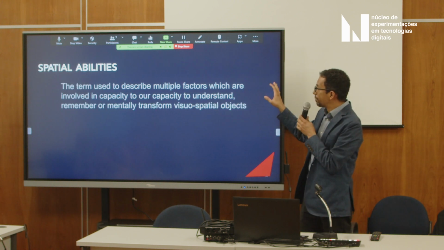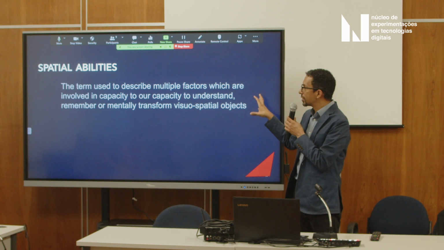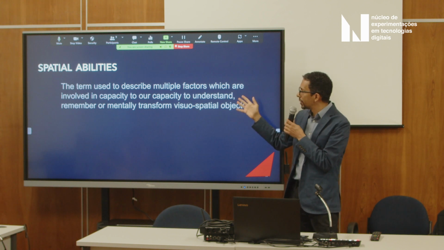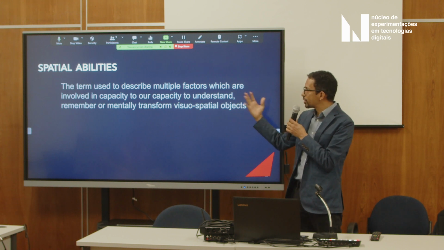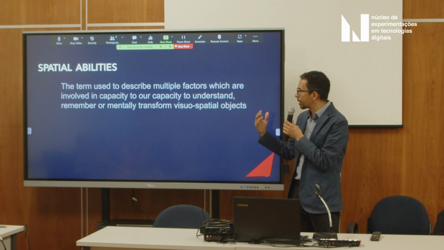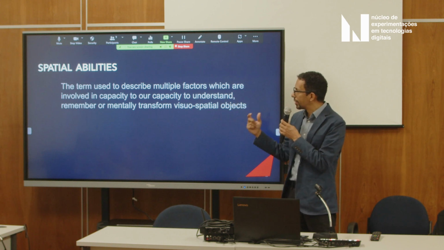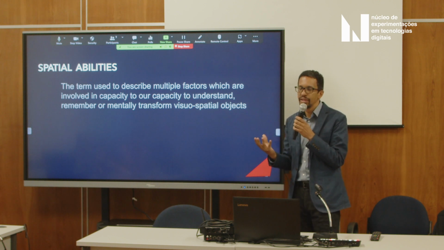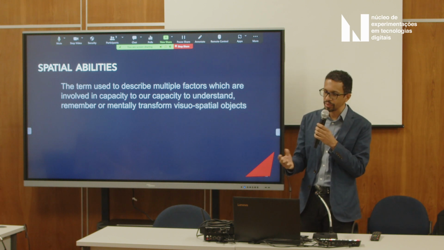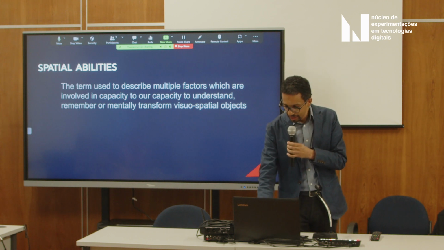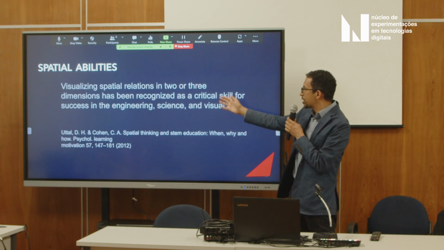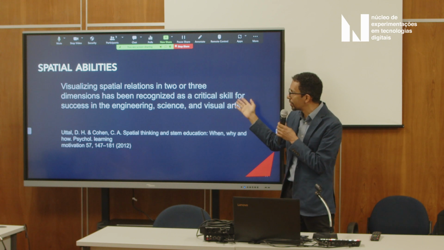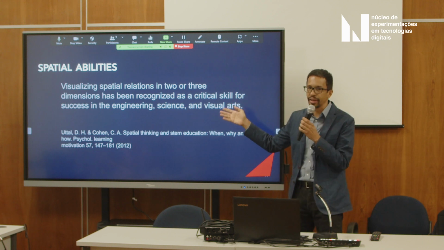The other important concept here is spatial abilities, right? Spatial abilities is basically the term that we use to describe all the multiple factors that are involved in our capacity to understand, remember, and mentally transform visual spatial objects, right? So seeing an object from a different perspective or rotating an object in your mind. Again, this is important because it has been recognized as a critical skill for success in engineering, science, and visual arts.